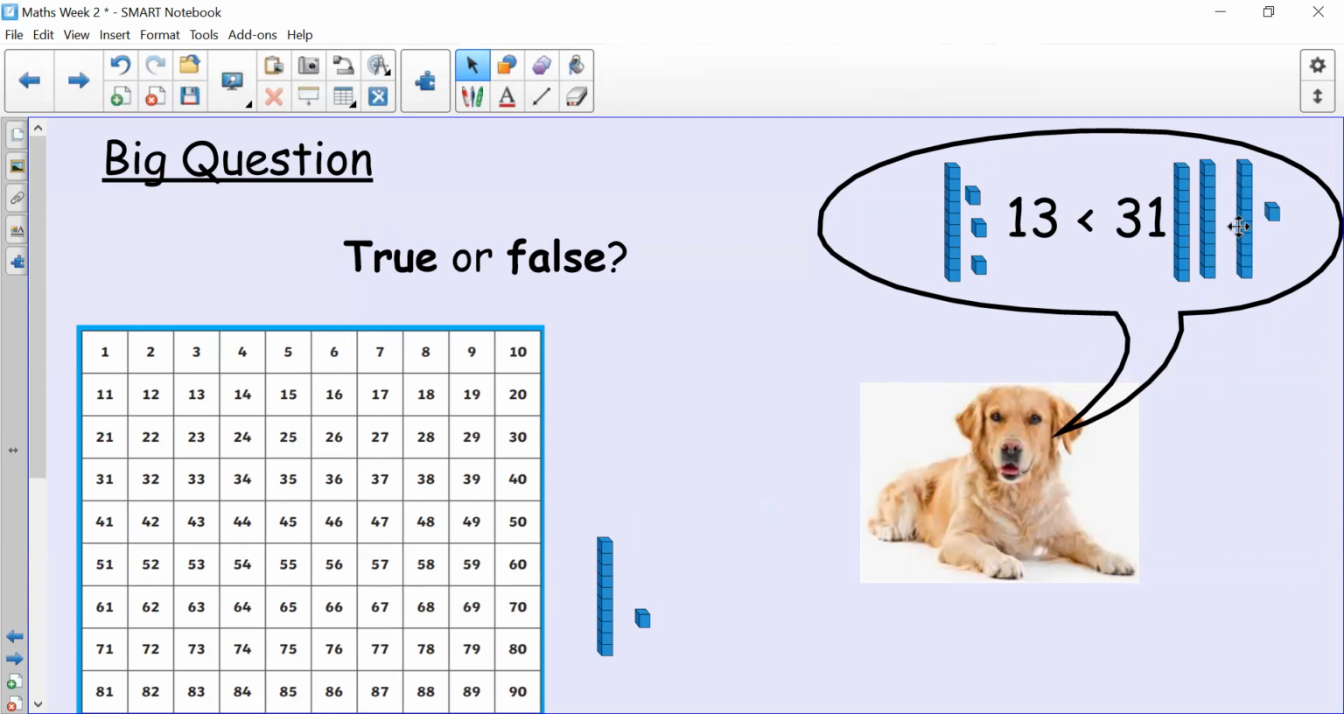Right, now do you remember what we learnt yesterday when we're comparing numbers, looking at the tens first? So pause here to have a think, to remember what we said about when we're comparing two numbers and looking at the tens.